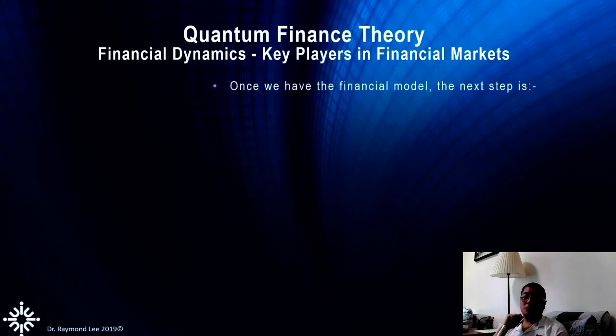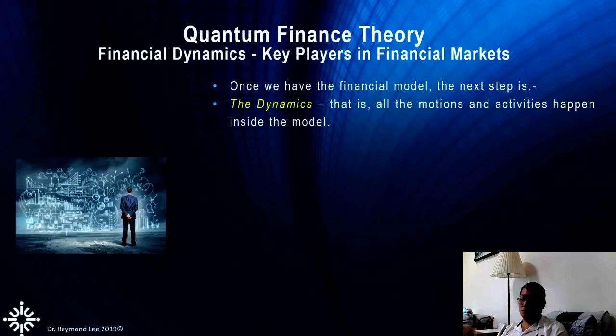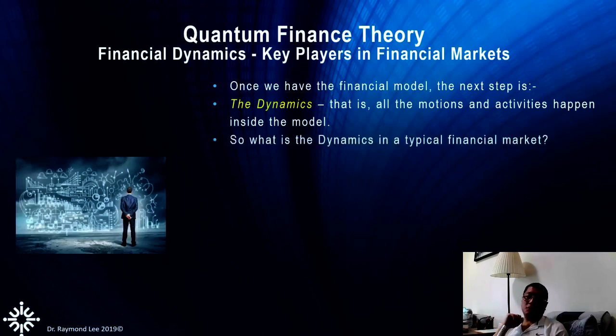Once we have the financial model, the next step is the dynamics, all the motion and activity that happens inside the model. So how to think about that? What is the dynamic in a typical financial market, in the sense of who the participants are? You can say the whole world of investors, of course. But if you do so, you can't come up with anything because it's too broad. So you have to characterize all those participants into different types and use a mathematical model to model that.